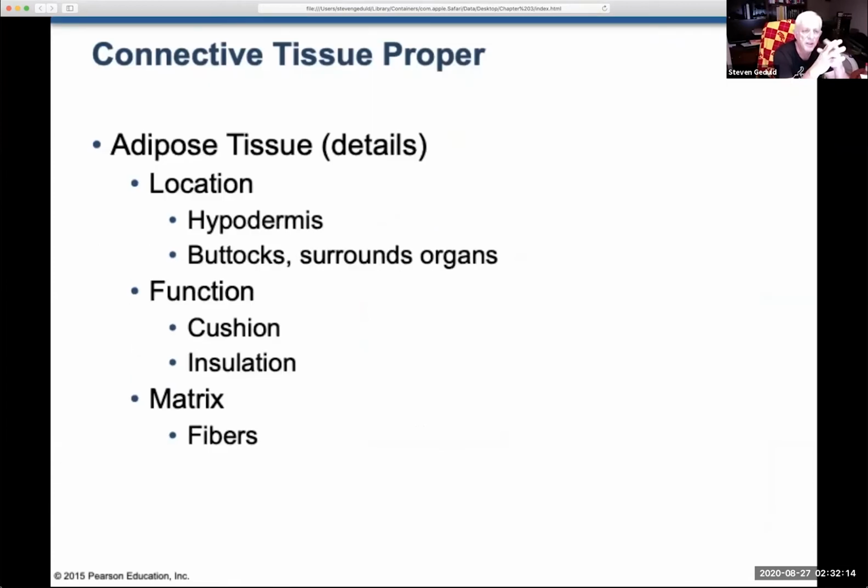Okay. Adipose tissue. Adipose tissue is in the hypodermis. So you've got your epidermis, your dermis, and your hypodermis. The adipose tissue, your fat cells, are in the hypodermis, in your buttocks and surrounding organs. The function is for cushion and insulation. And the matrix again for this is also fibers.